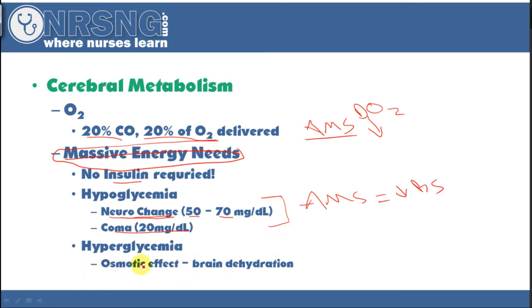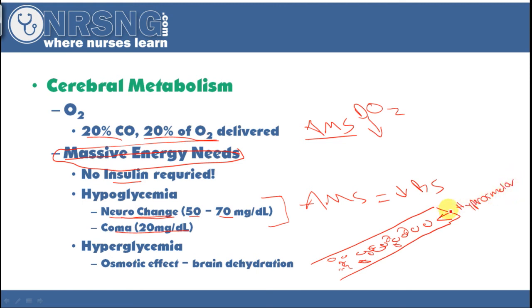And then hyperglycemia, what can happen here is we have this osmotic effect, which can lead to brain dehydration. We have another video on here that talks about the osmotic pressure and things like that. But what can happen is if we have a tremendous amount of glucose molecules within our bloodstream, this blood then becomes hyperosmolar, meaning that there's more solute within the blood than there is in the intravascular space.